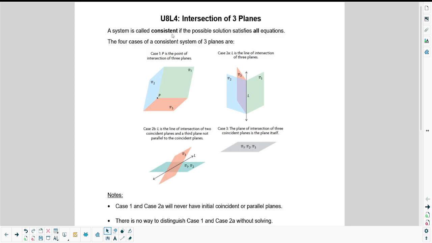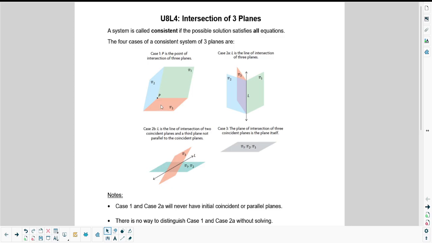A system is called consistent if the possible solution satisfies all of the equations. So the solution you found, if you were to plug it back in, it would satisfy everybody. You get left side equals right side. So if you have a consistent system, it can look one of four ways.